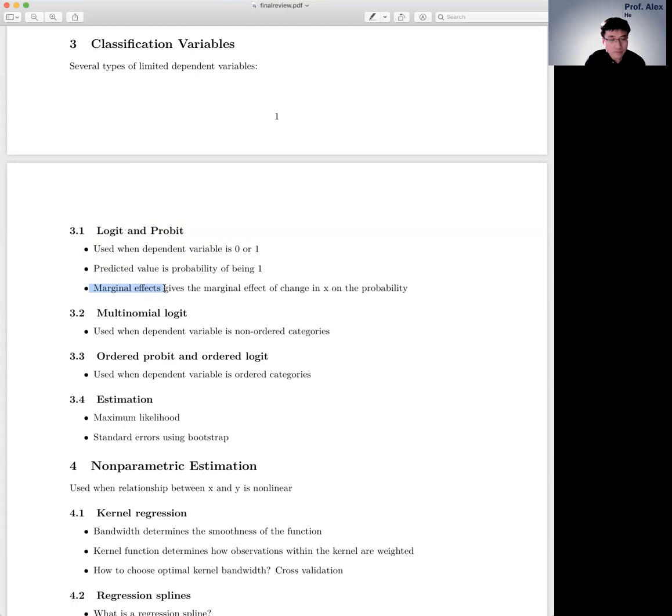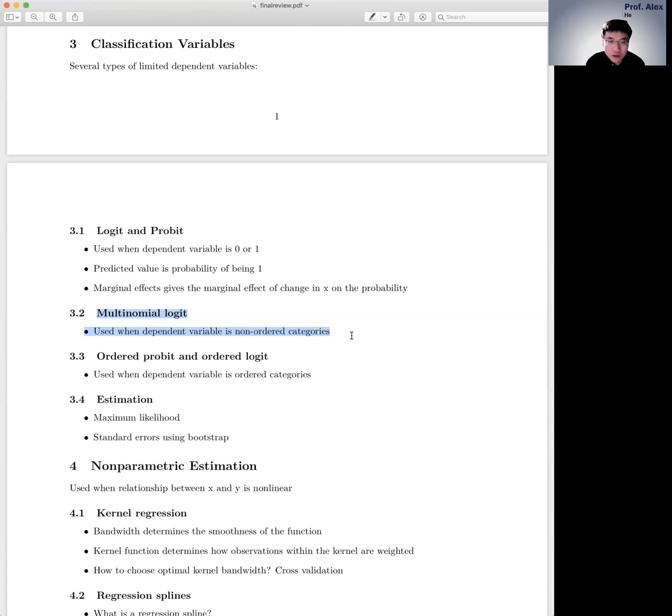Okay, and then the second kind of classification model is when you have multiple categories, more than 2, but they are not ordered. And we give some examples. And in those cases, what you should do is multinomial logit, which is an extension of the basic logit.